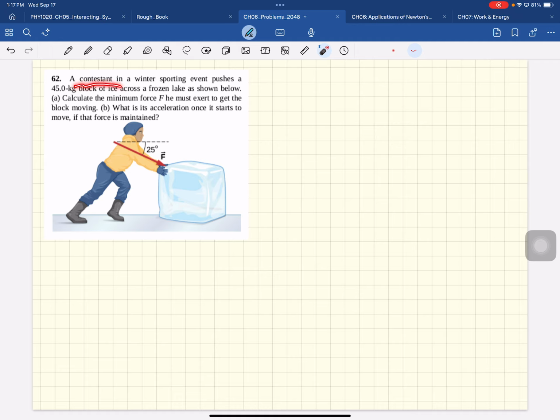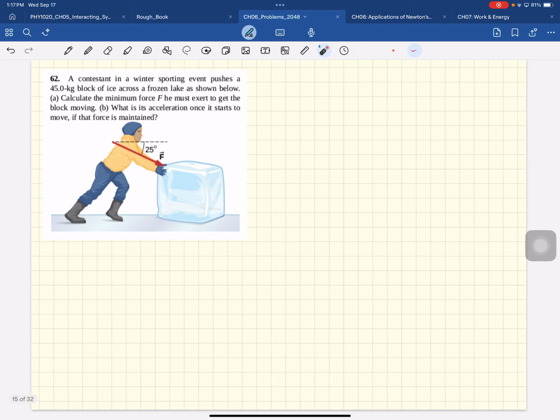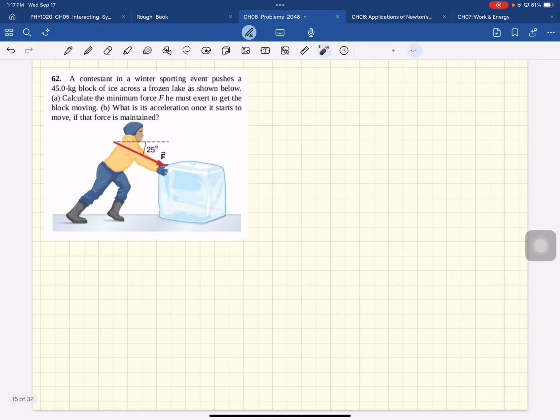So this problem says a contestant in a Winter Olympic event pushes a 45 kg block of ice across a frozen lake as shown below. Calculate the minimum force he must exert to get the block moving. So he's exerting a force like that.